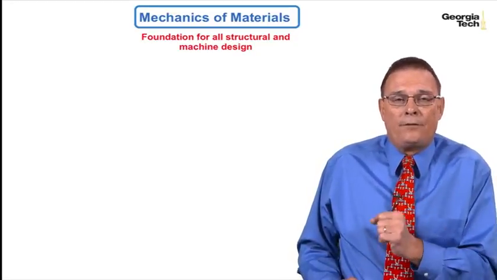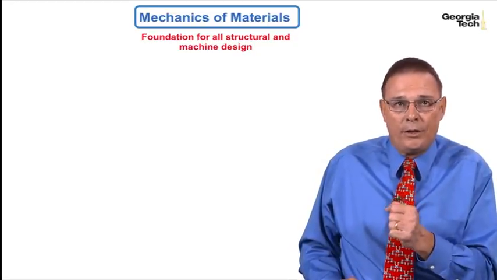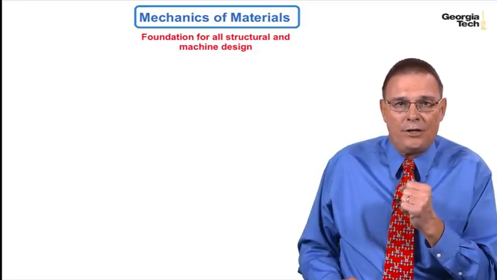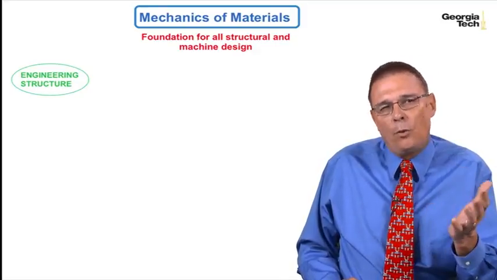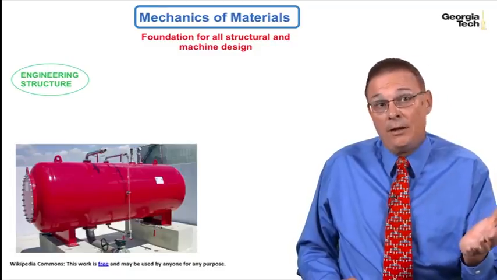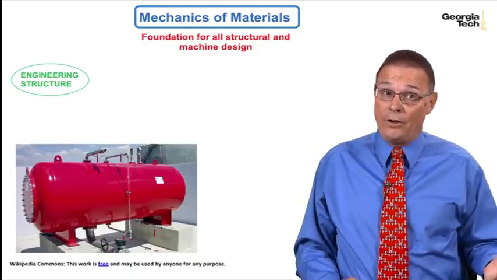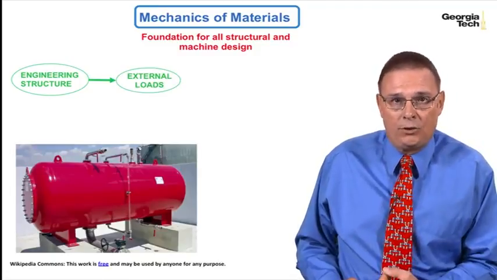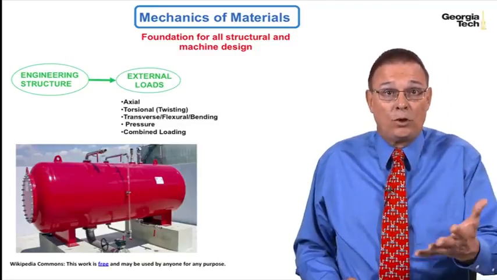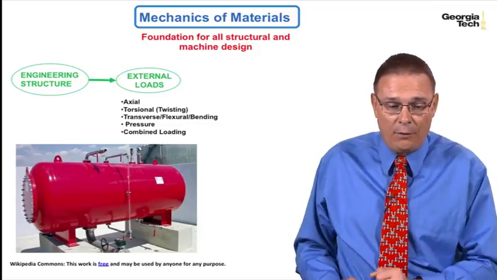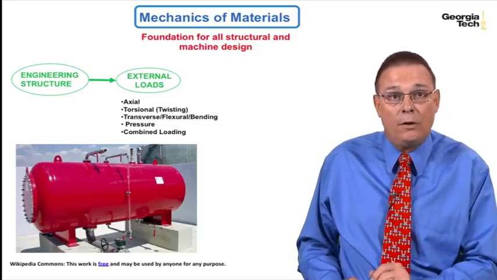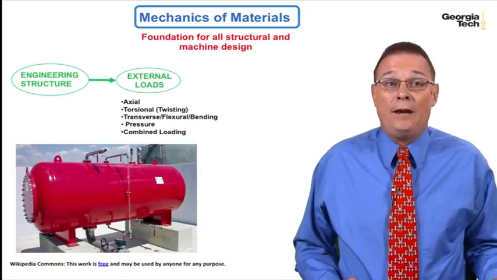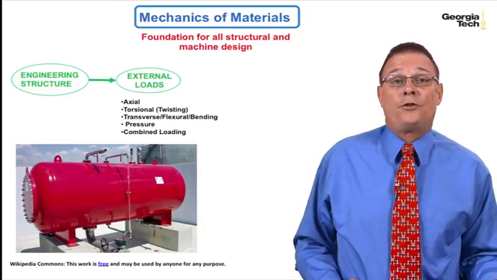So, as I've said in my first course in this series, Mechanics of Materials is a foundation for all structural and machine design. So we start with an engineering structure. In this case, since we're talking about thin-walled pressure vessels and torsion, here's a thin-walled pressure vessel. We're going to apply some external loads to it. Those loads could be a combination of the ones shown here or any individual one shown here. Pressure is the one that we're looking at for a thin-walled pressure vessel.